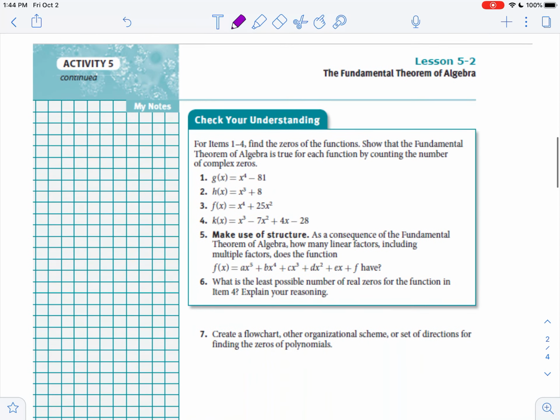So on the next page, I'm going to leave the check your understanding as part of your assignment for tonight. So you're going to be working on 1 through 4, and we'll go over those in class.